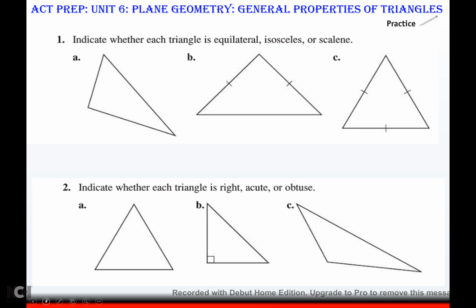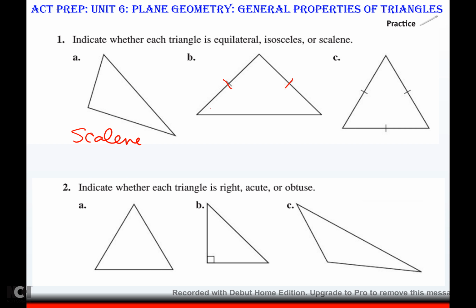Okay, so they want us to indicate whether each triangle is equilateral, isosceles, or scalene. You can tell by the little marks that they put on them. If I have a triangle that doesn't have marks showing this side is equal to that side, then none of the sides are equal. That makes this scalene.